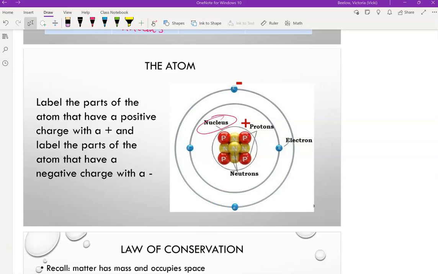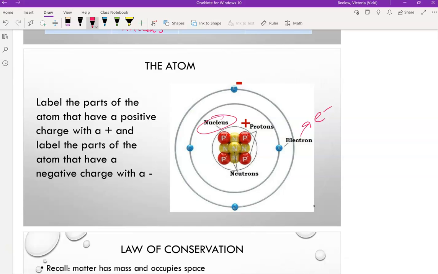So the diagram here, we have the electrons, which are around the nucleus. Those have a negative charge. And oftentimes for an electron, I'll use this symbol. So if you ever see me write that, I'm just referring to an electron. And those have a negative charge, and they're around the nucleus.